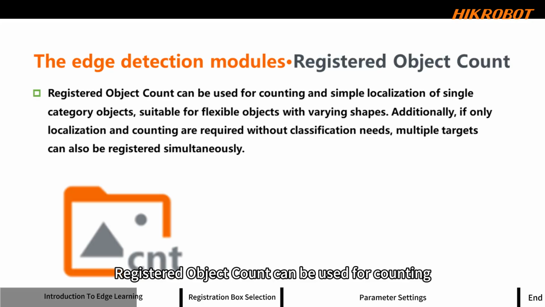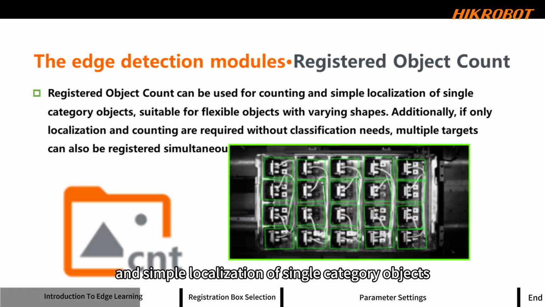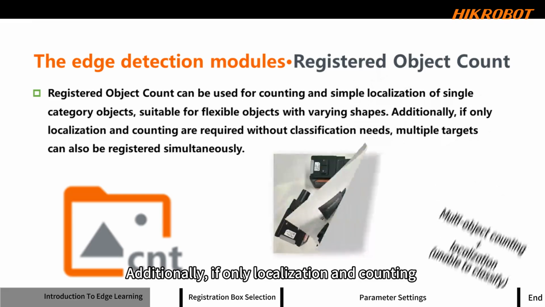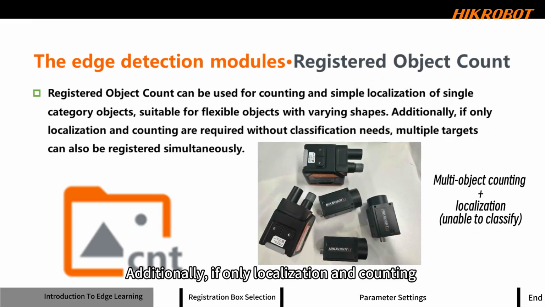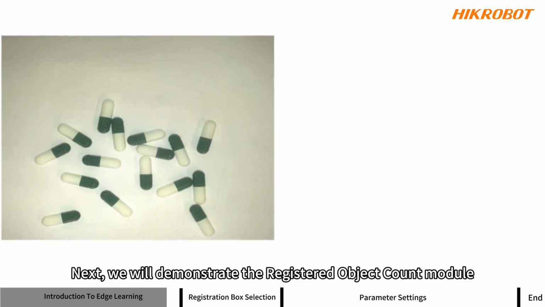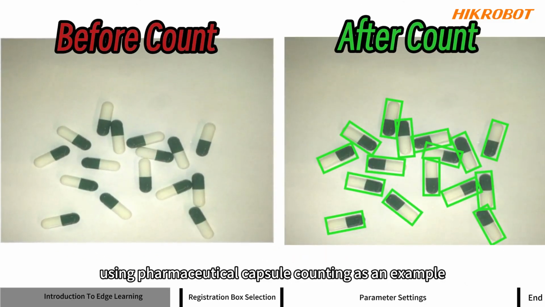Registered object count can be used for counting and simple localization of single category objects, suitable for flexible objects with varying shapes. Additionally, if only localization and counting are required without classification needs, multiple targets can also be registered simultaneously. Next, we will demonstrate the registered object count module using pharmaceutical capsule counting as an example.